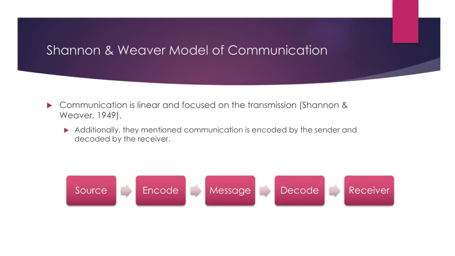In 1949, they found that when we look at communication, it's linear and focused on the transmission, yes, but then there's also an element of encoding and decoding that happens. So anytime we send communication from one point to another, we have a source that has to say something and a receiver that has to interpret it or decode it. We need to encode it. We need to develop it in a way that's palatable for the audience that's going to receive it.